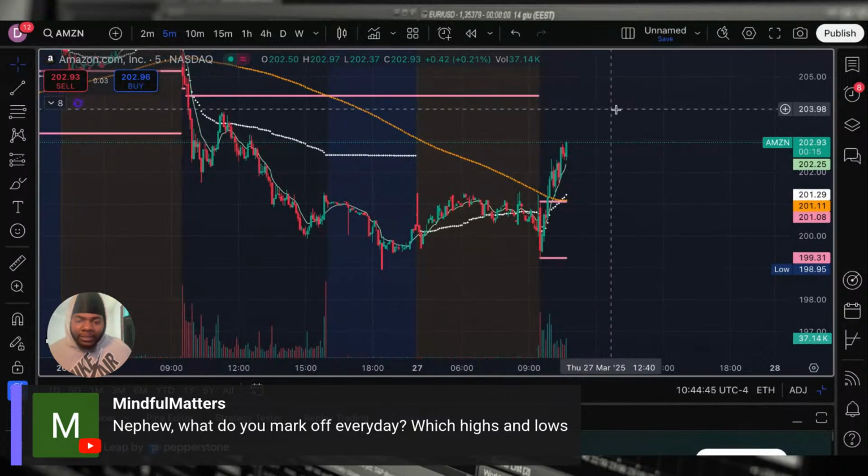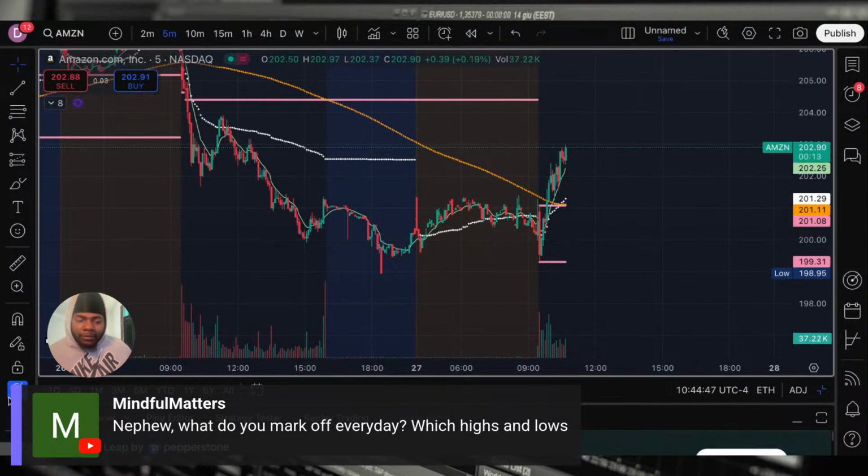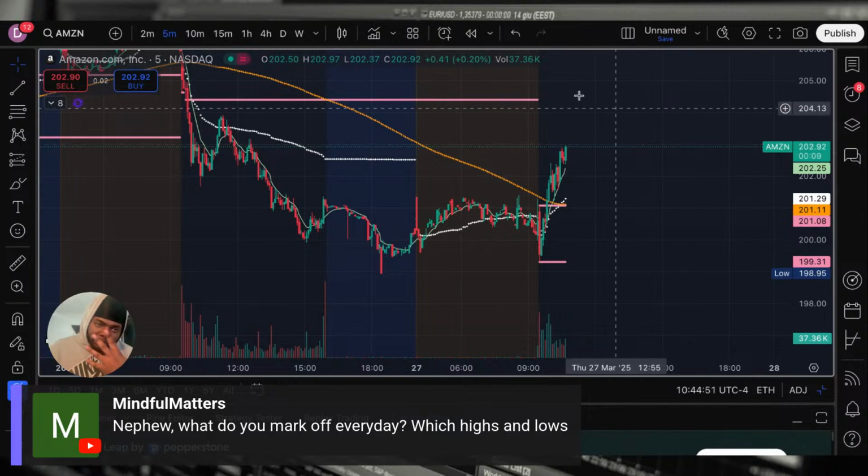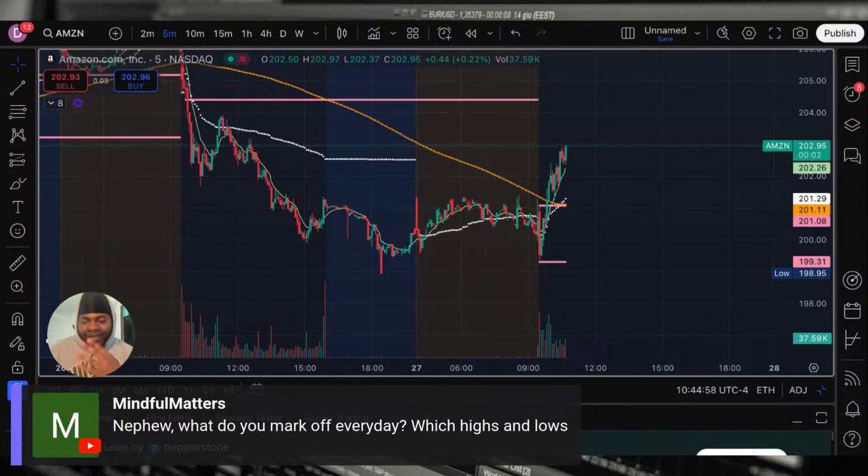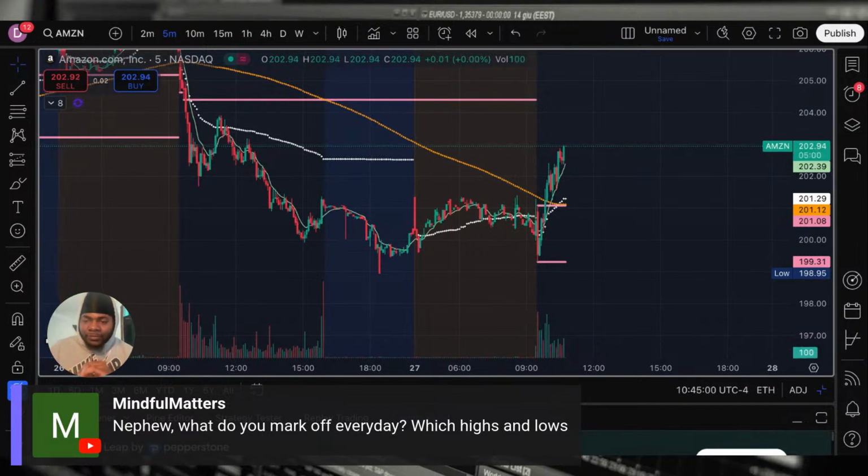So every morning, you want to get up and you want to mark your levels. You want to mark 4 levels. I repeat, 4 levels. I've repeated this so many times, guys. I want y'all to write this down this time. Please write it down. I'm probably going to just put this in my description. 4 main levels you want to watch, man.